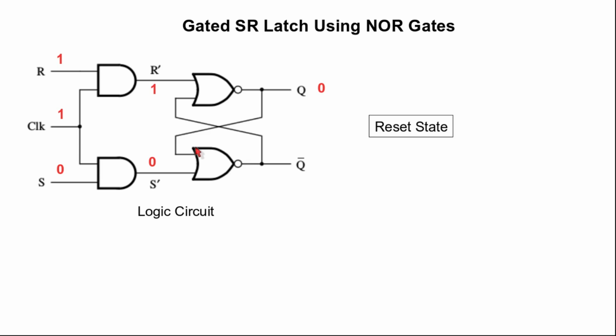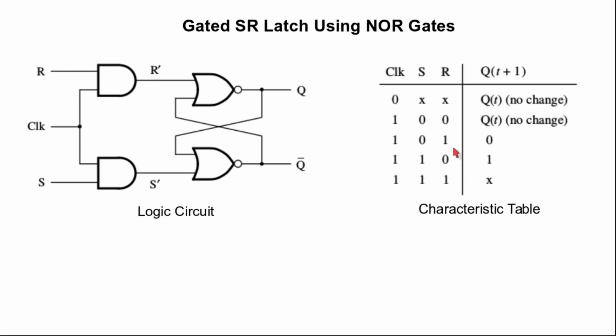So with this discussion, we can say that the characteristic table for the gated SR latch using NOR gate would be this table shown here. The table shows that when clock input is 0, it doesn't matter what the value of S and R input is. Our next state will be equal to the current state, which means no change will take place. Also, when the clock input is 1 and both S and R input are 0, again our next state will be equal to the current state and no changes will take place.